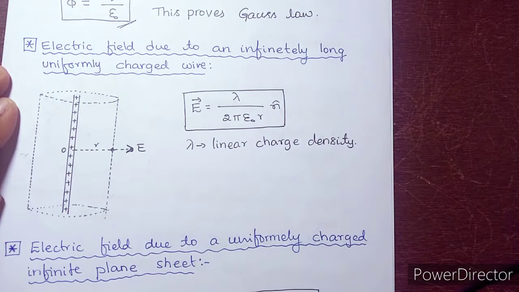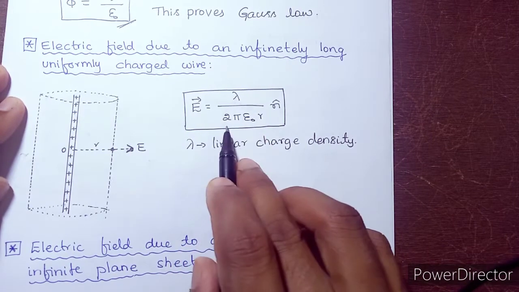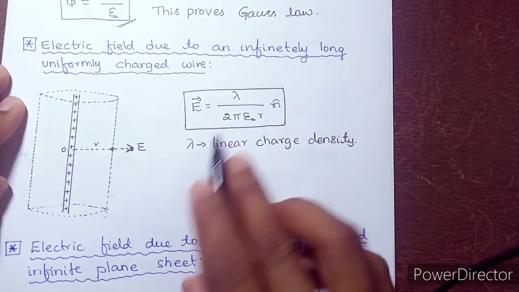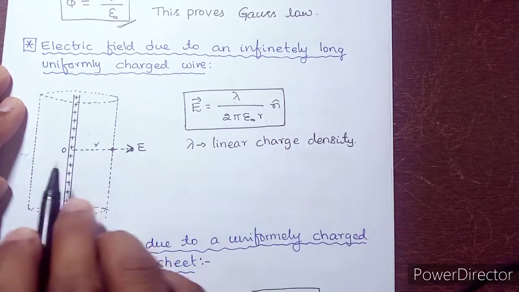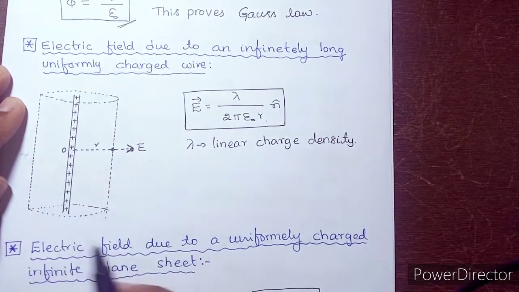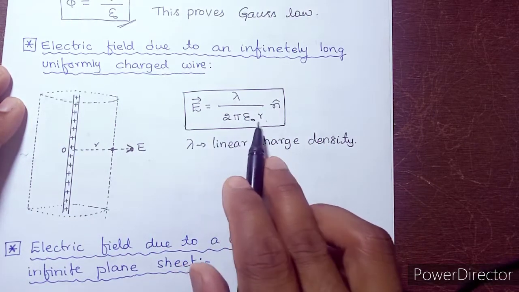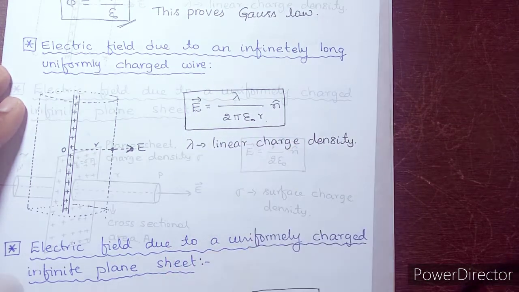We can find the electric field due to an infinitely long uniformly charged wire by using Gauss law. So from that we can get E is equal to lambda divided by 2 pi epsilon naught r times n cap. This is in vector form. And what is lambda here? Lambda is linear charge density. r is the perpendicular distance of this particular point from this wire. Pi is 3.142, epsilon naught is absolute permittivity, E is electric field, and n cap is unit vector.